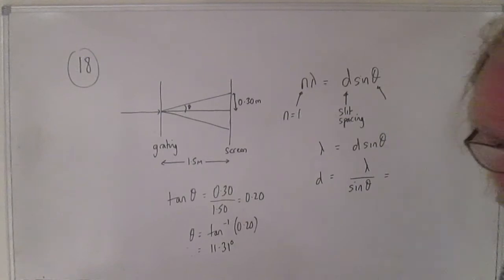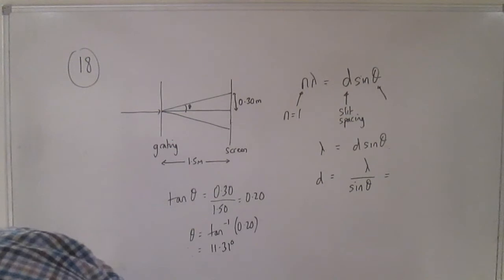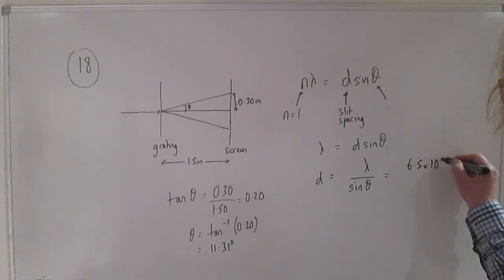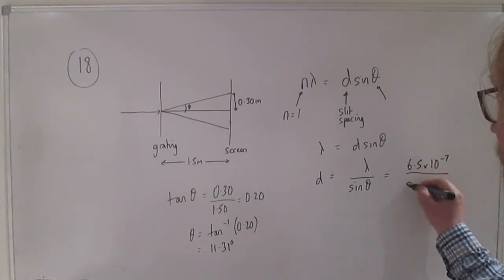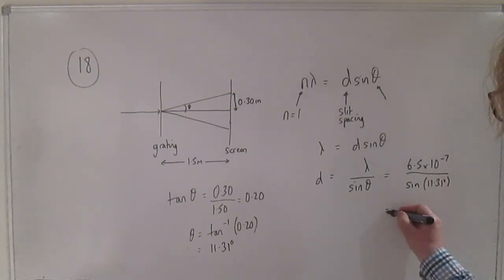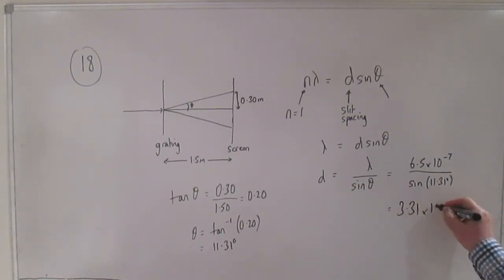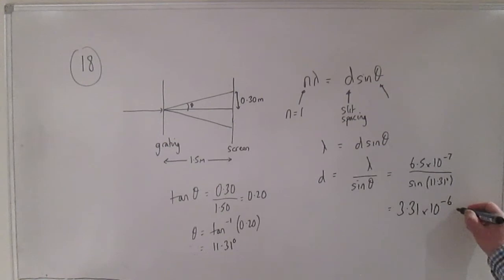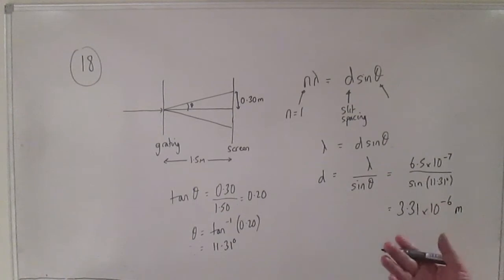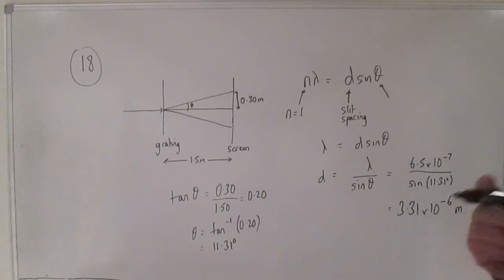So that's equal to, now it tells us the wavelength in the question, 6.5 times 10 to the minus 7 meters. So that's 6.5 times 10 to the minus 7 divided by the sine of 11.31 degrees. And that works out as 3.31 times 10 to the minus 6 meters is the separation. Now that's all we need to know now, because what we want to know is how many lines there are per millimetre.